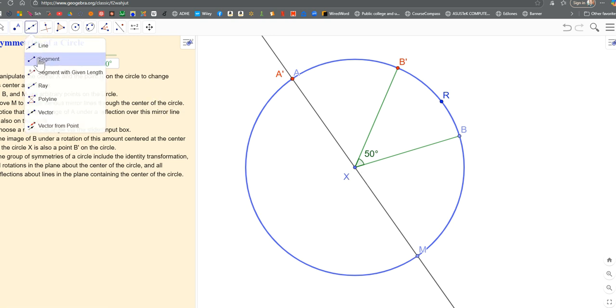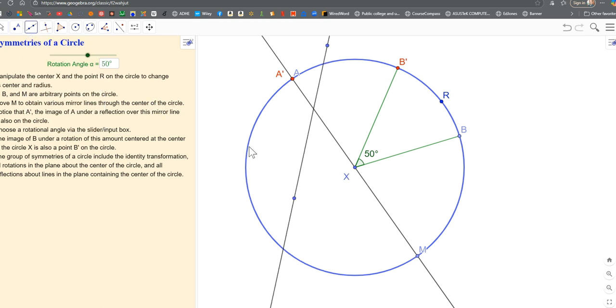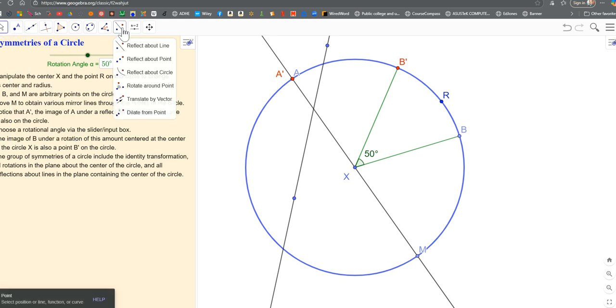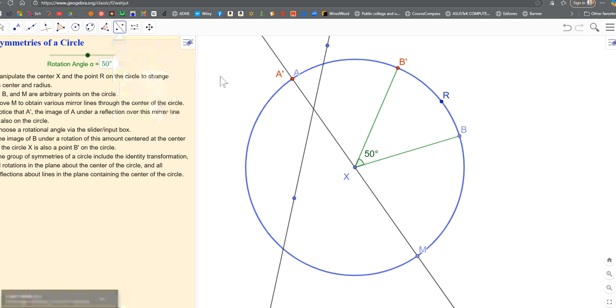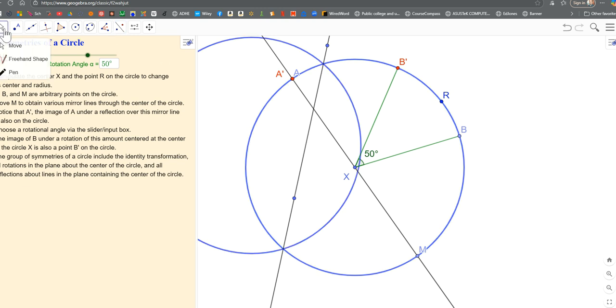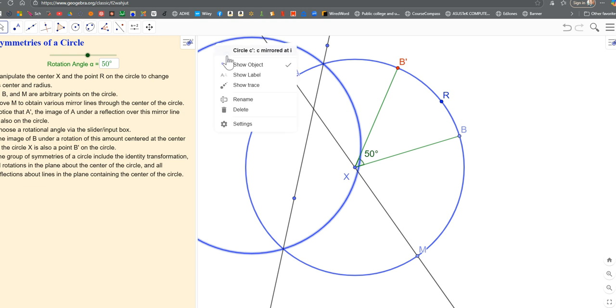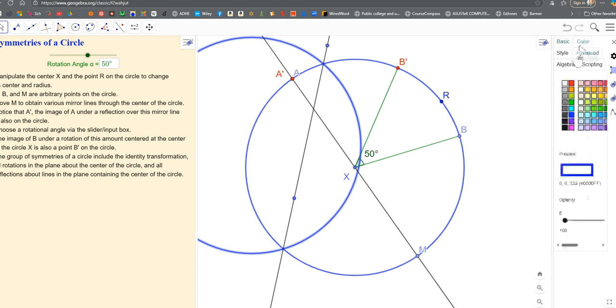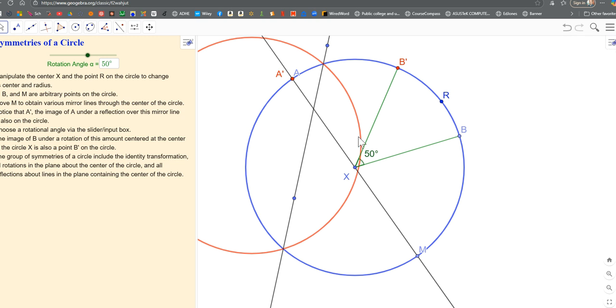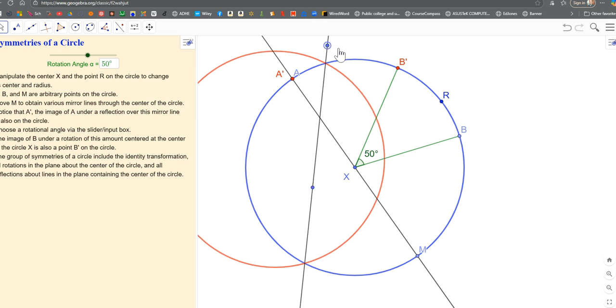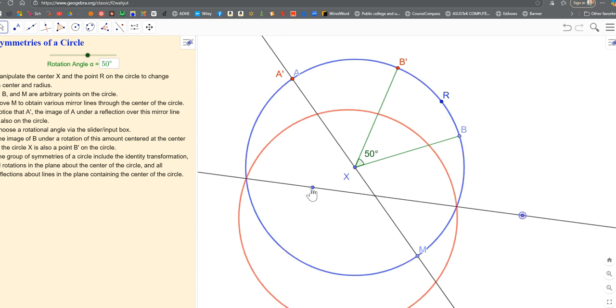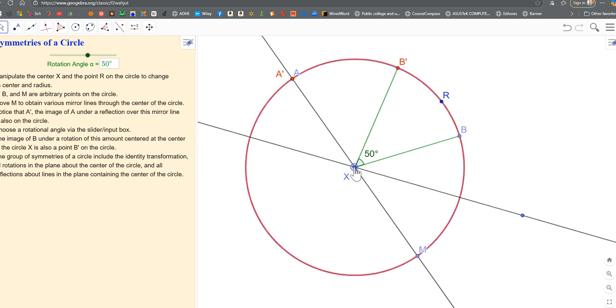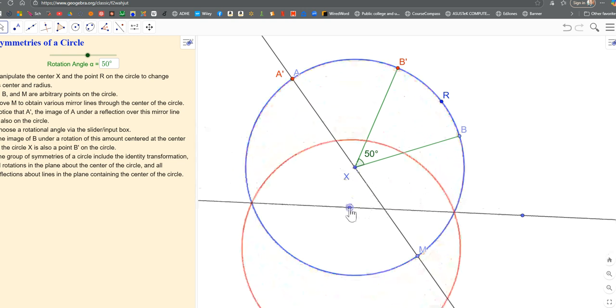Now, if we pick a different line, so here's a line here, and if I reflect the circle about that line, notice now that image, let's give it a different color, that image is not the original circle, right? So it can't be just any line, right? But if that line goes through the center of the circle, yep, it works.